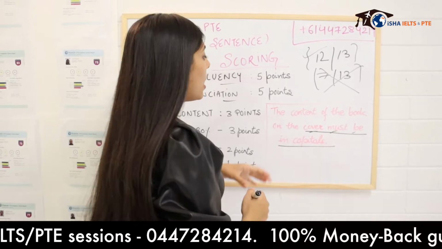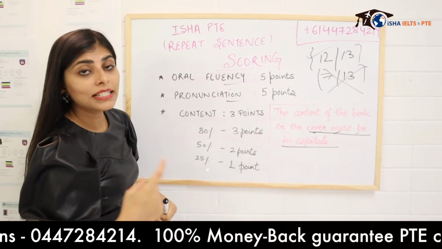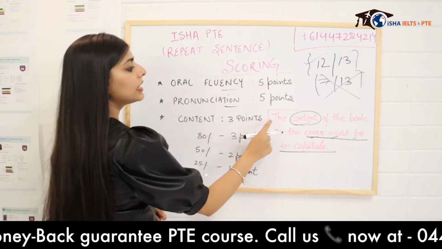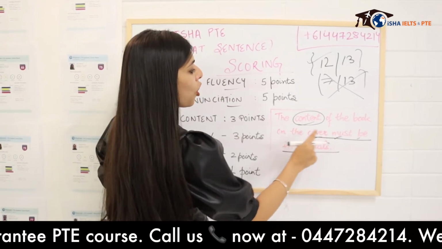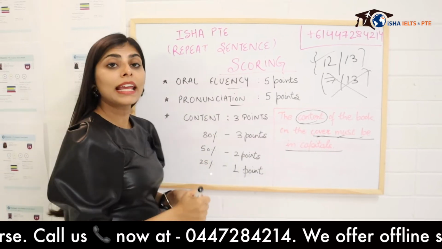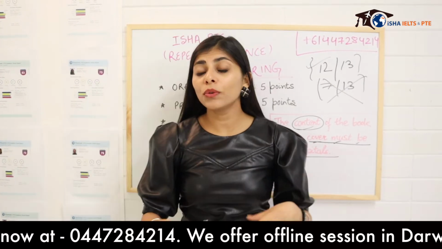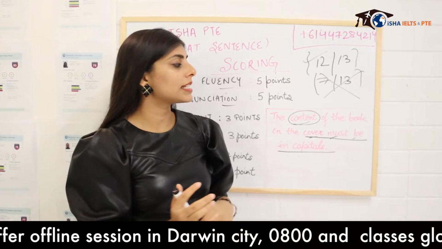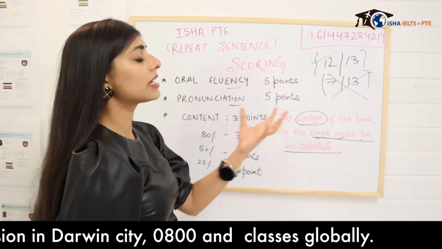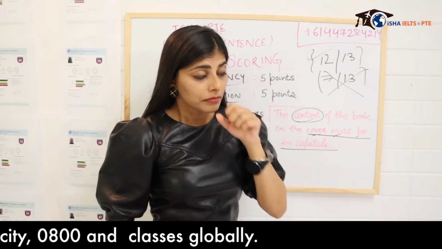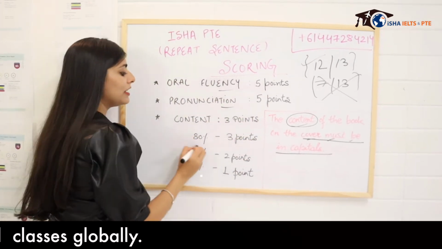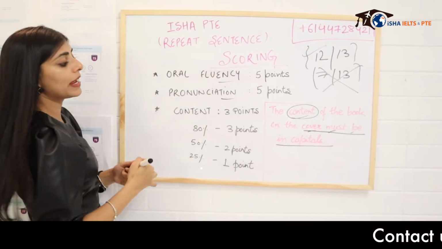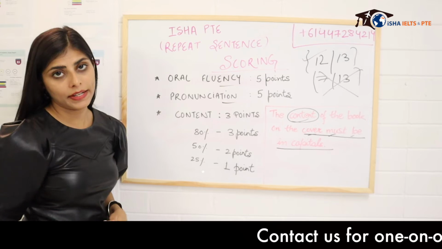But now, let's assume that you forgot one word. Let's assume that you forgot the word content. So what you can say is "the something of the book on the cover must be in capitals." You really don't have to think that, okay, now what should I speak? It should make sense. Nothing like that. Even if you speak something over here, that is gonna be fine. And do not bother much, because even if 80% of your sentence is correct, you will be able to get 3 out of 3 in the content.